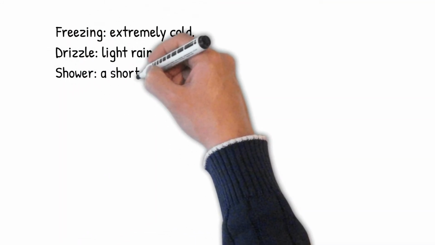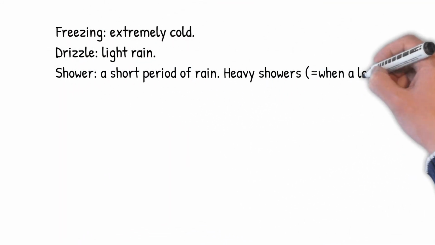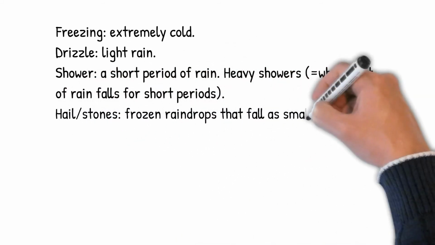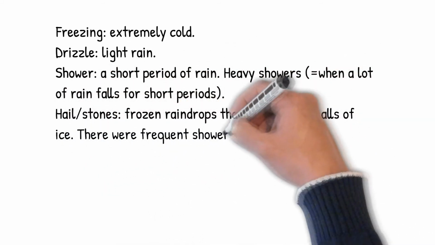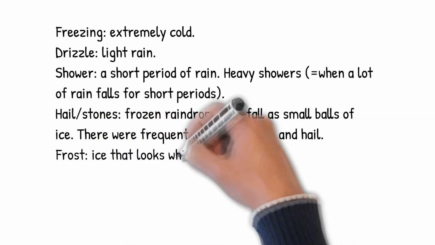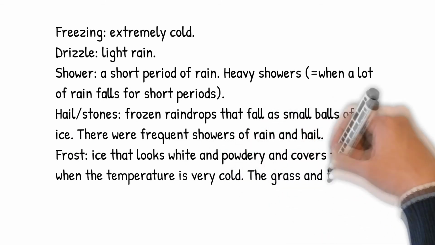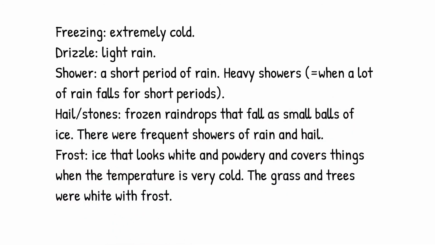It could be freezing, which is extremely cold. Drizzle, this is a light rain. Shower, a short period of rain. Heavy showers are when a lot of rain falls for short periods. Hailstones, these are frozen raindrops that fall as small balls of ice. For instance, there were frequent showers of rain and hail. Frost, this is an ice that looks white and powdery and covers things when the temperature is very cold. The grass and trees were white with frost.